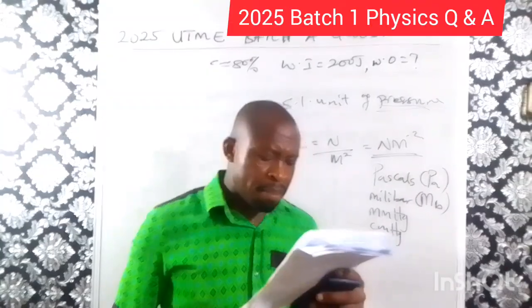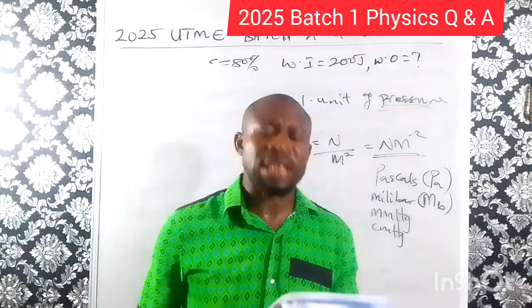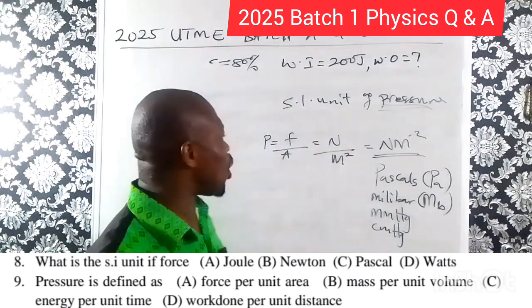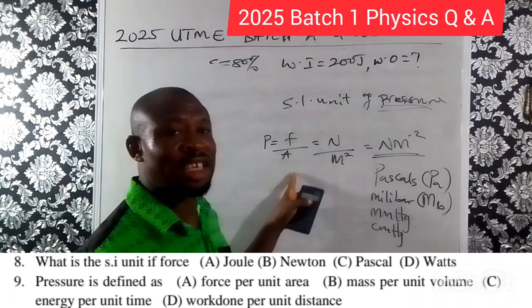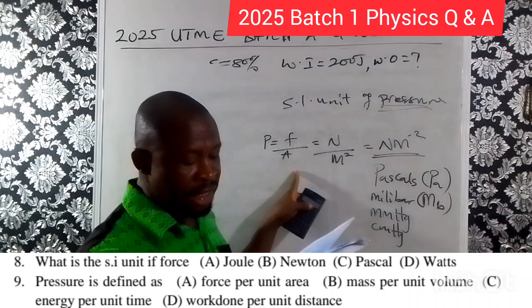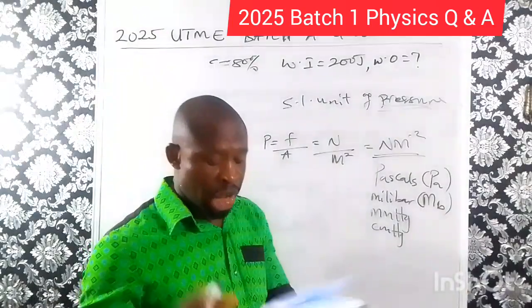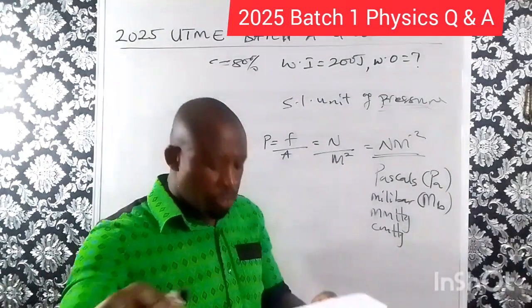Now we take the next one. The next one says pressure is defined as, and of course I have given it here. Pressure is defined as force per unit area, which is option A there, please. We'll move to the next one.